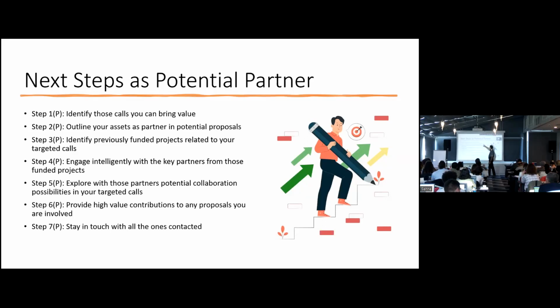Step 1. Okay, again, you need to identify those calls where you can bring value. The keyword here is bringing value. Offer, not asking. Offer, not asking. Then you need to put on paper what that value is. Okay, you believe that you can bring value to those call topics, but step 2, what are those values, those assets that you can bring in a proposal as a potential partner? You need to think about them. It's not only your experience. It's not only access to your resources. There are also other things that you need to think about, and we're going to talk about them.